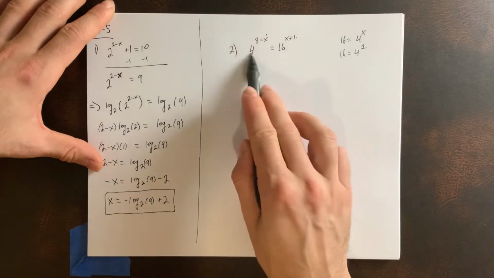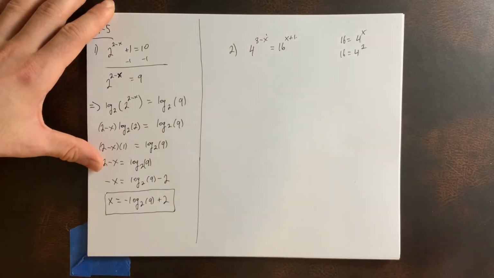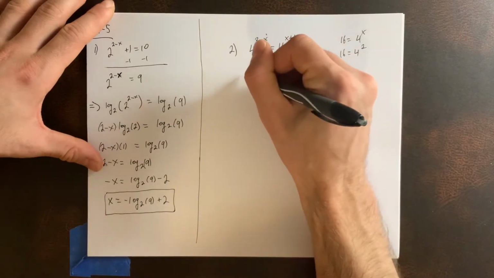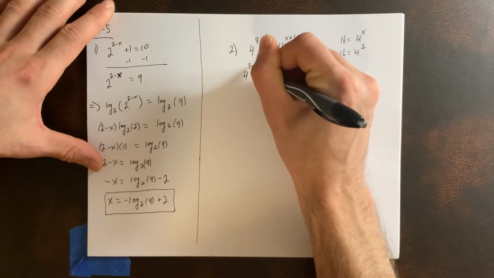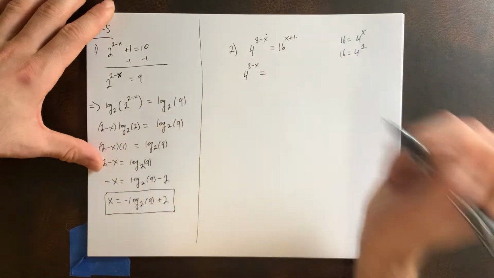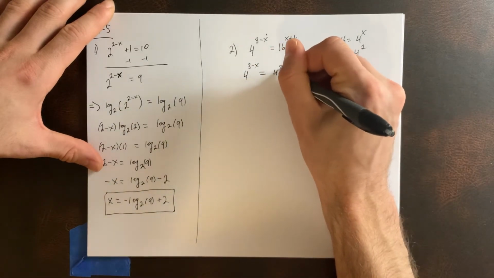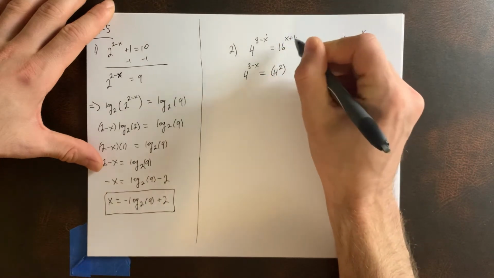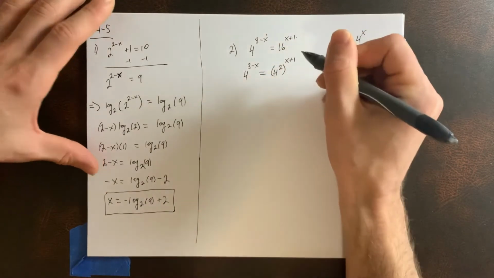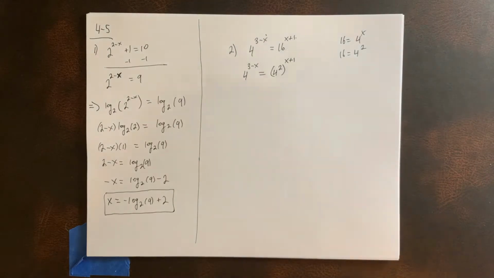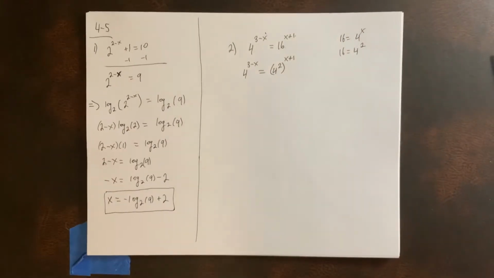We want the bases to be the same. Sometimes that's not possible, but if it is possible, then we should do this technique. It makes it easier. So let's rewrite the left-hand side, 4 to the 3 minus x. And now 16, we said it was 4 squared, so it's going to be 4 squared to the x plus 1. So now we replace the 16 with the 4 squared.